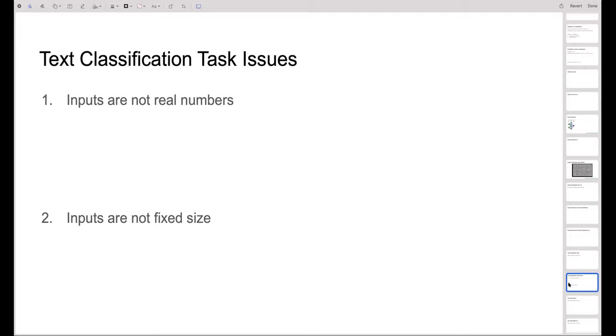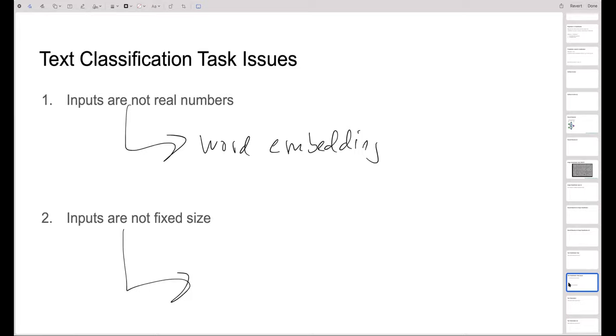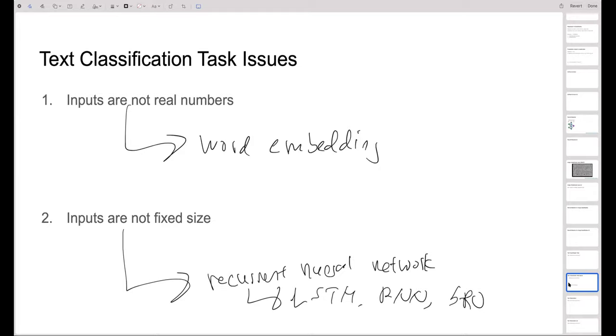So we need some tool to make this into real numbers, and we need some tool to make this into more of a fixed size, or at least make the important things fixed size. So for number one, we're going to use what's called word embedding. And for number two, we're going to use, for now, what's called recurrent neural network. For those of you who haven't heard of this, have you heard of LSTM, RNN, GRU? These are all recurrent neural networks. RNN stands for recurrent neural networks, and LSTM and GRU are instances of RNN. Basically, what they do is enable you to handle arbitrarily long sequences as an input.